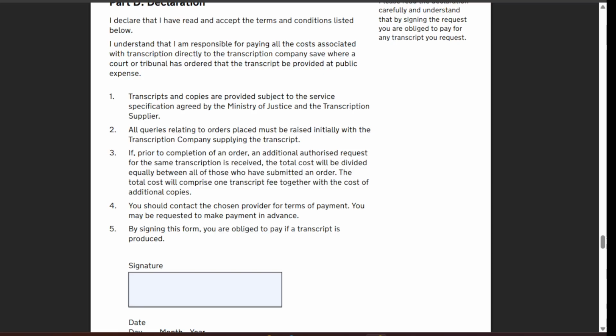Part D is the declaration: I declare that I have read and accept the terms and conditions listed below. Now, one of the things he's got to do, once everything's typed, I think you have to pay your money first and then get a transcript. In my day, they told us how much it would cost, we paid them, and then they let us have it. So it could be the same here.